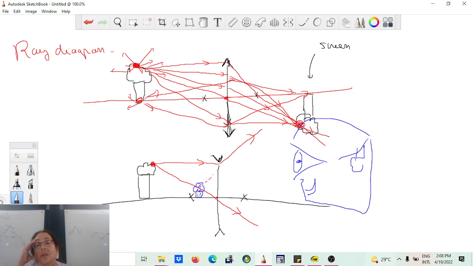But you see that the image is smaller, but it's erect. So the image from a diverging lens or concave lens is always virtual and erect. So I show you that. If I take my glasses and look through my glasses, you should see something smaller, but not upside down, right? If I take a converging lens, I don't know if I have one here.